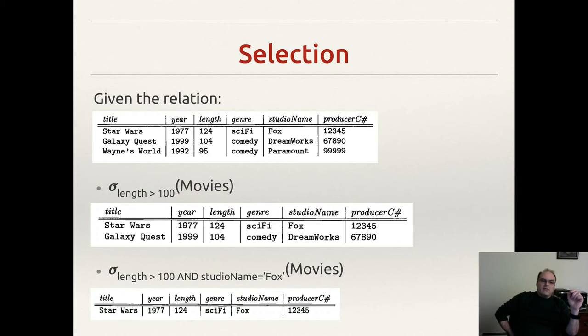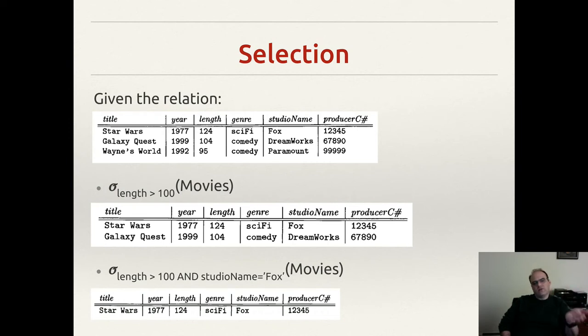So a length greater than 100 now means that when we look at the top full relation here, we can see that only Wayne's World has a length less than 100, right? So I guess less than or equal to, because the query is looking for greater than, but there's no 100, so we're good. So Wayne's World is going to fall away, right? And it does. So using this selection, this is what we get.